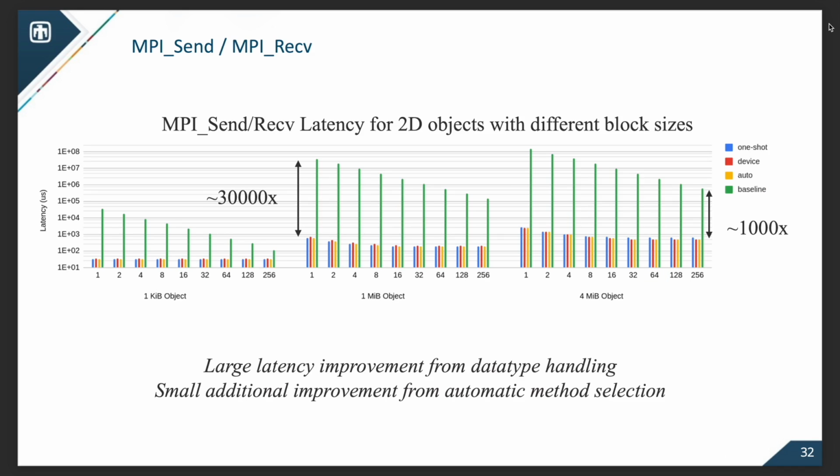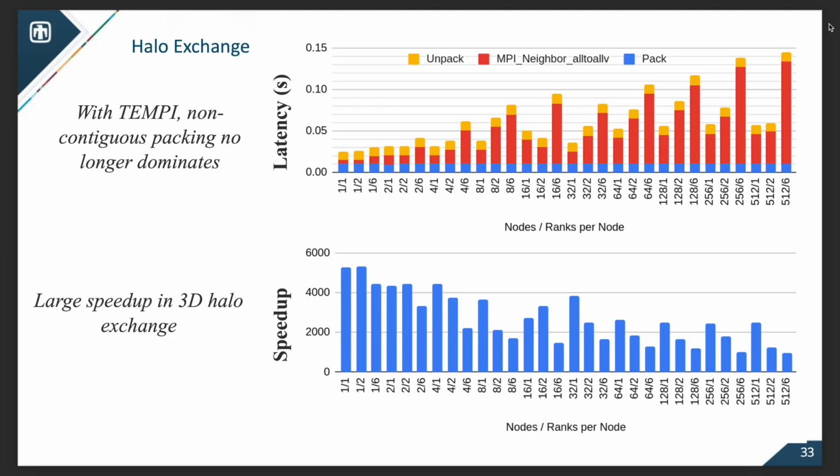And so when we add all these things together, the green is the baseline time, and those 3 other colors are the automatic communication selection as well. And so you can see the vast majority comes from the improved data type handling, and we get a small amount of additional improvement from selecting whether we do the one-shot data transfer method or the device data transfer method. And so when we apply this to an actual halo exchange, so this is a 3D halo exchange motivated by a real application that's cited in the paper.